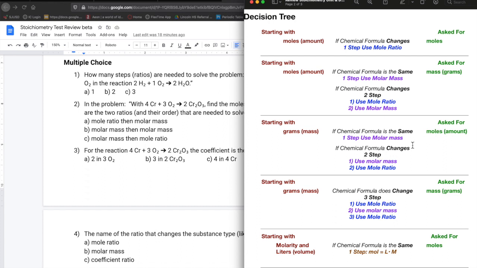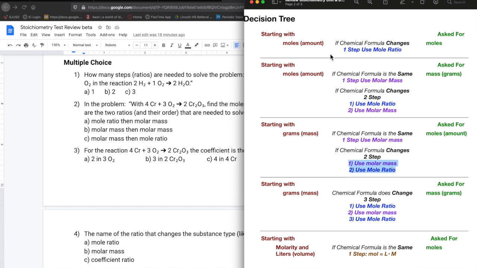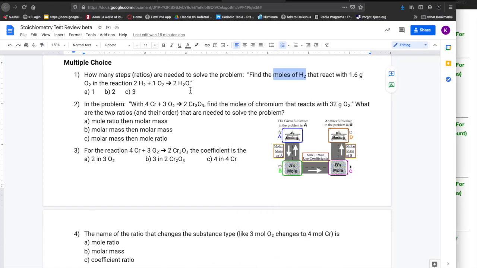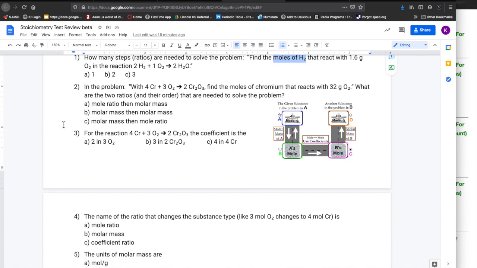And we were changing the chemical formula, so it would take two steps because we'd have to use molar mass first, and then we'd have to use mole ratio. Again, that's in your notes. There's a whole set of notes, but then there's the decision tree. So here's another way to answer this problem. All right, going on to number 2. That took 2 minutes. Crazy.